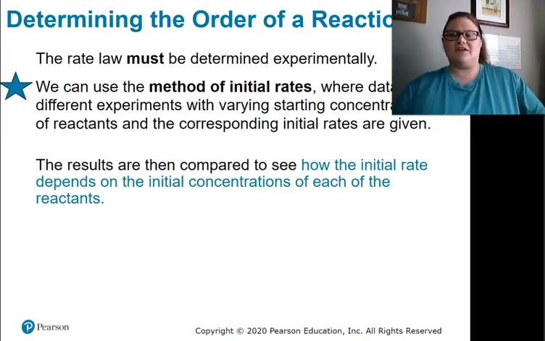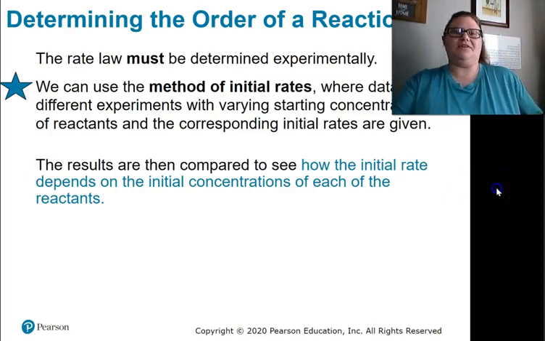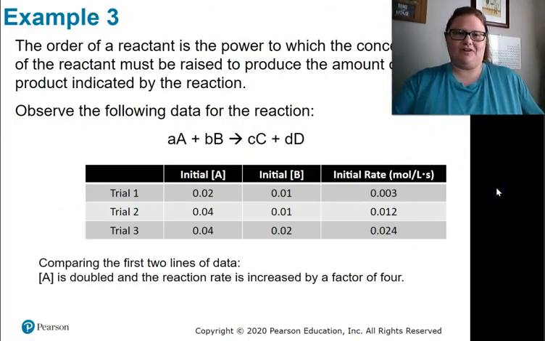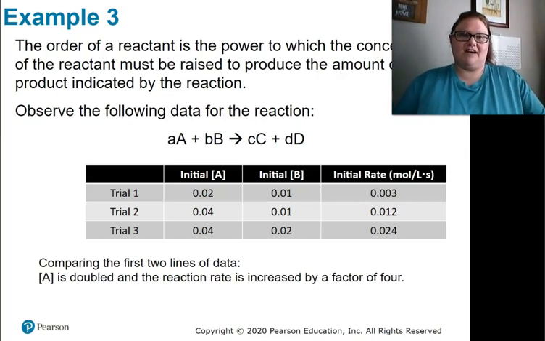And so we use this method called the method of initial rates. This is where we take data from experiments in table form and look at the starting concentrations. From those starting concentrations of different substances, we can compare and look at rates. The best way to do this is to show you an example and talk through it. So let's look at example 3. This is going to be several steps, so it will go on for a few slides.